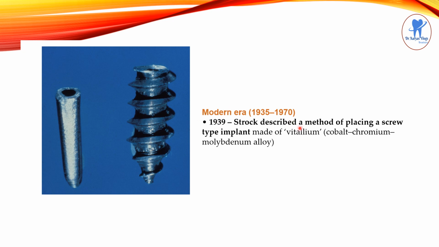This is the modern era, 1935 to 1970. In 1939, Strock described a method of placing a screw type of implant. It is made of vitalium, that is cobalt chromium molybdenum alloy, to provide anchorage for placement of a missing tooth.